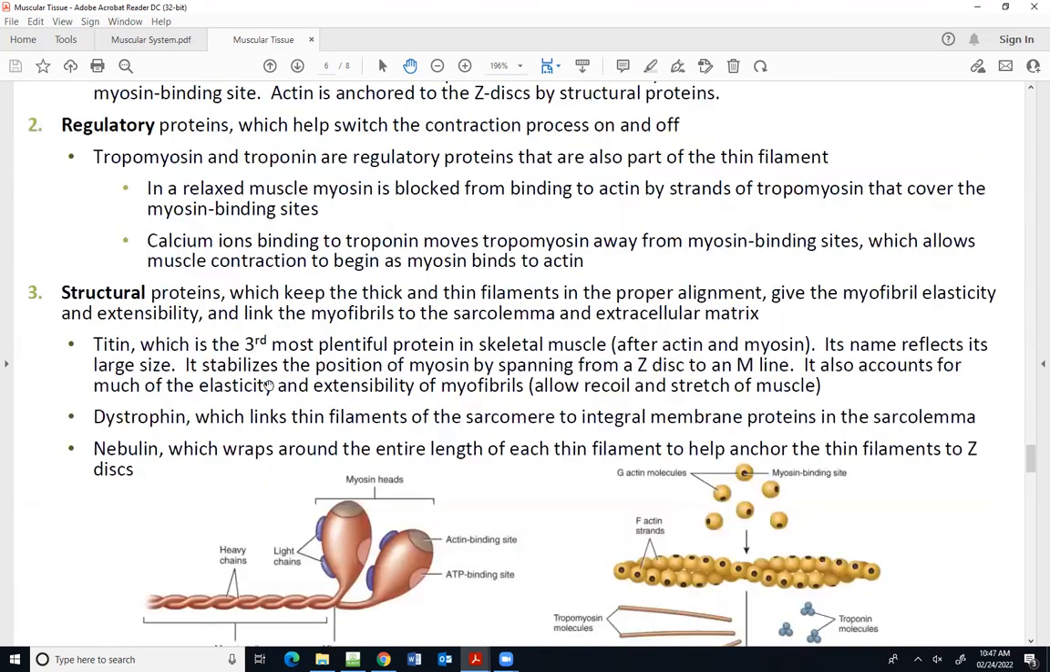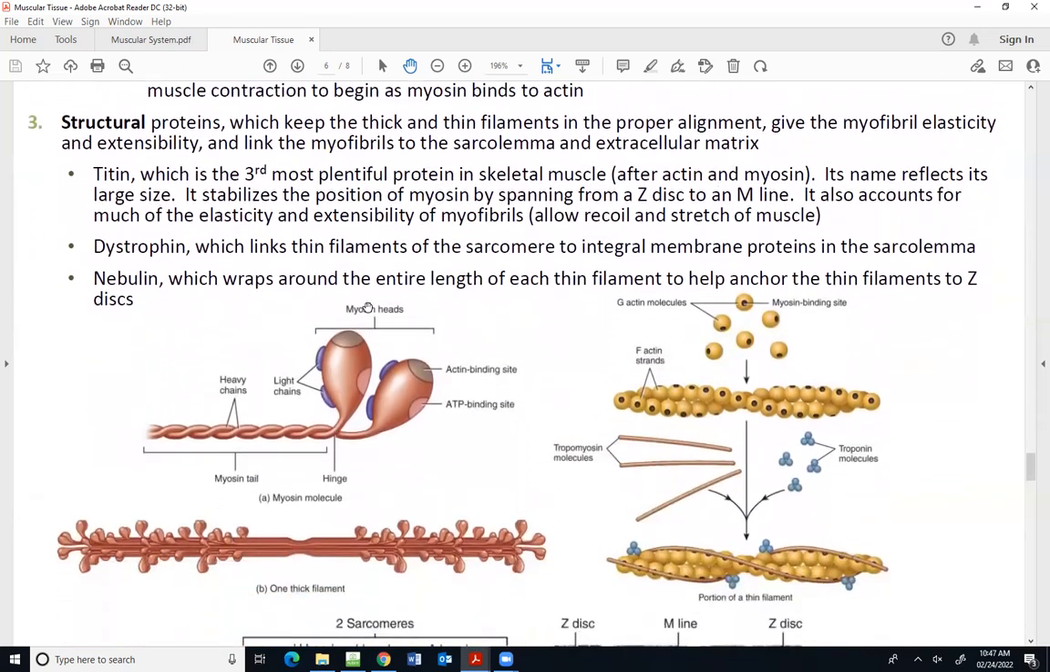I would also highlight that this accounts for much of the elasticity and extensibility of myofibrils, which we talked about those terms the other day. We have seen those before as well. Elasticity, think of that as the ability to recoil or to go back to its original shape after stretching, and extensibility is the actual stretch.